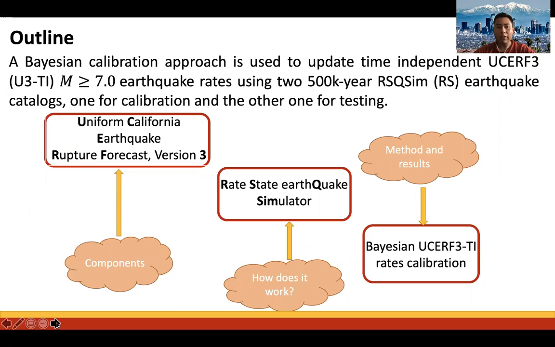Then I'm going to describe our Bayesian approach that we use to update the time-independent UCERF3 rates for earthquakes larger than 7.0 using two different catalogs. One was used for calibration and the other one was used for testing. Each of those catalogs have a duration of 500,000 years.